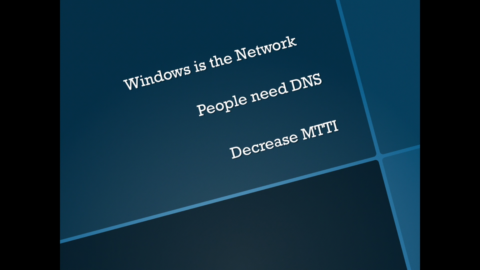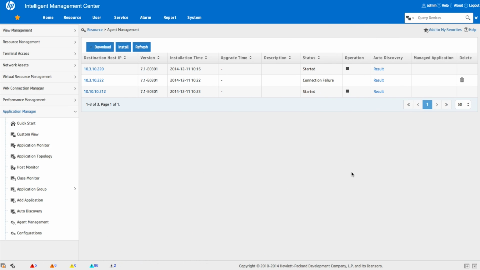And really decrease MTTI. If Windows is down, if the directory server is down, people can't log on, they can't access the internet, no DNS, right? We want to be able to point fingers and push people in the right direction so that they can fix the problem quickly. So let's take a look.